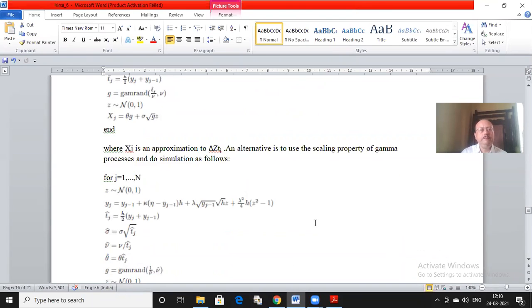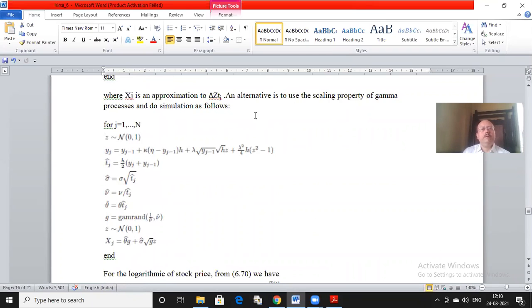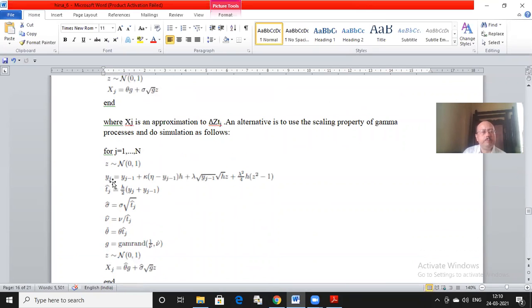And of course, an alternative is to use the scaling property of gamma process. So that also we should mention here. So we can use the scaling property because alpha and beta are related in a particular way. So again, z is normal 0, 1. Yj comes from the Milstein scheme. The random time is also the trapezoidal rule.